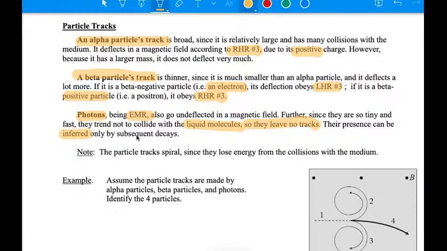The particle tracks spiral, right? You see that in number 2 and number 3, since they lose energy from collisions with the medium. So if they're really light, like a beta particle, any collision with the medium, the liquid molecules in this tray or this medium that we're shooting them through, any collision will result in a tremendous loss in energy, right? They'll decrease their speed and end up spiraling as a result.